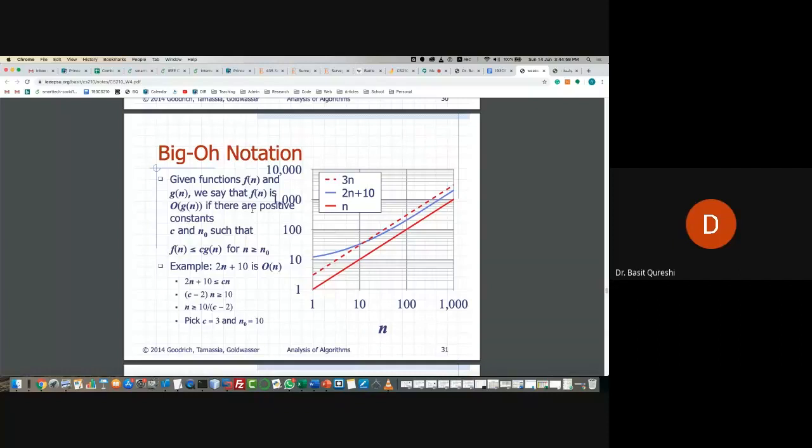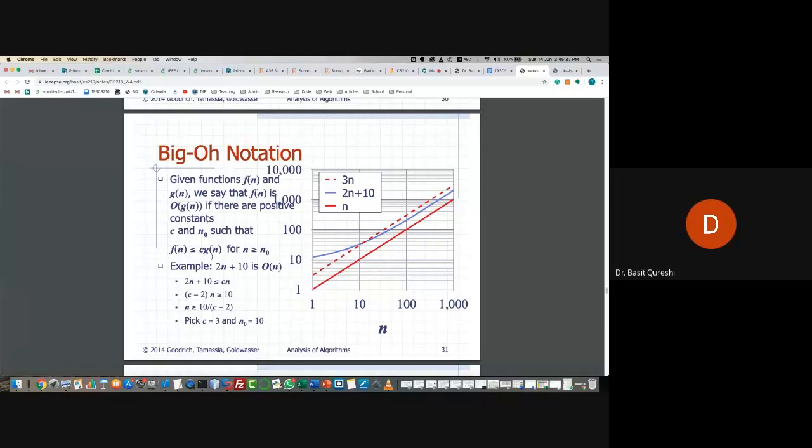Here's a formal definition. Given functions f of n and g of n, we say that function f of n is big O of g of n if there are positive constants c and n naught such that this equation can be satisfied: f of n is less than or equal to constant c times g of n for all n greater than or equal to n naught. So this is the formal definition.